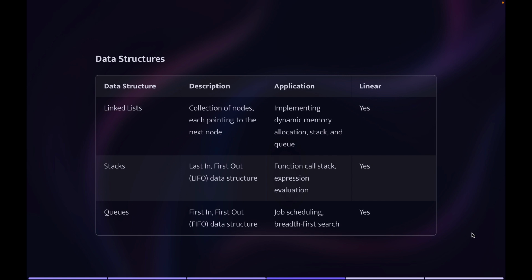Queues. Queues are linear data structures that follow first in first out principle, where the first element added is the first one to be removed. They are useful for tasks like job scheduling, process management, and BFS algorithms.